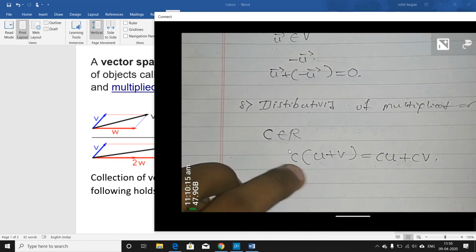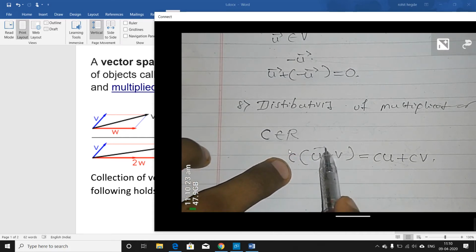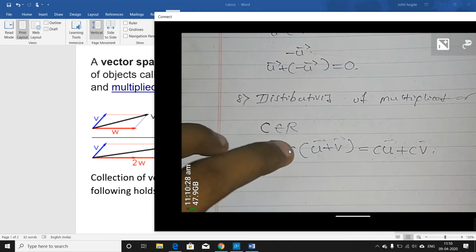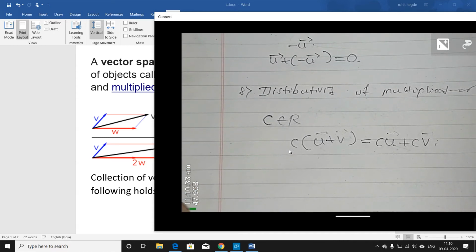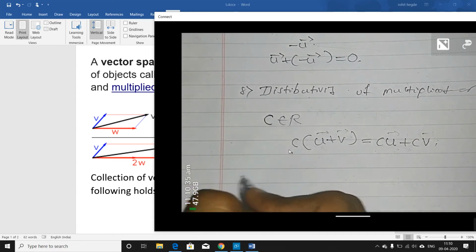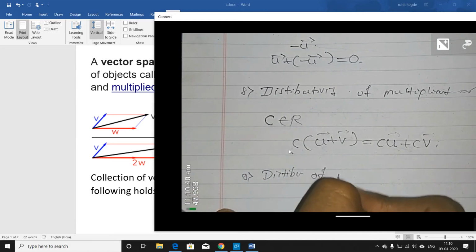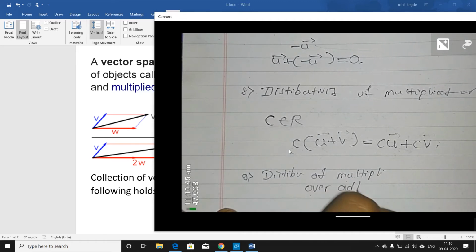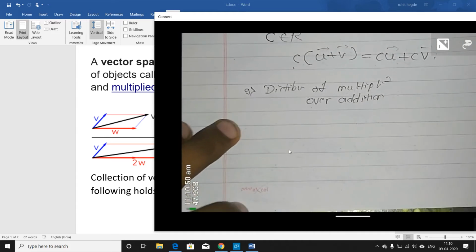If the u vector and the v vector with this scalar c satisfy c into (u vector plus v vector) equal to cu vector plus cv vector, then we say it satisfies the distributivity of multiplication. Next one is the distributivity of multiplication over addition.